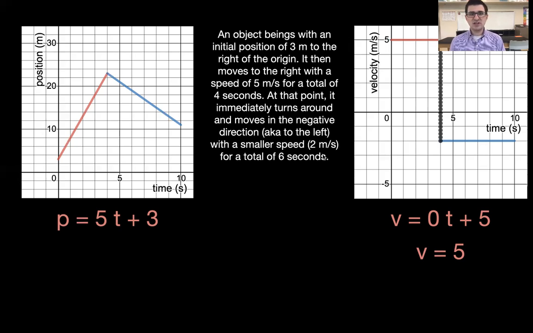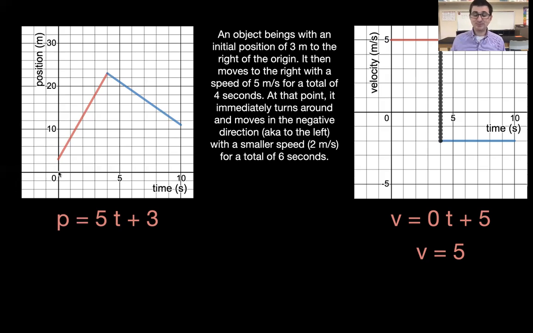So an object begins with an initial position of 3 meters to the right of the origin. And then it moves to the right with a speed of 5 meters per second for a total of 4 seconds. At that point, it immediately turns around and moves in the negative direction, aka to the left. You can say either of those, they're both acceptable, with a smaller speed, 2 meters per second for a total of 6 seconds.